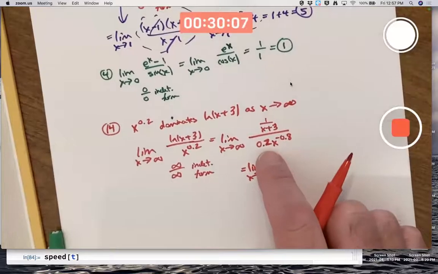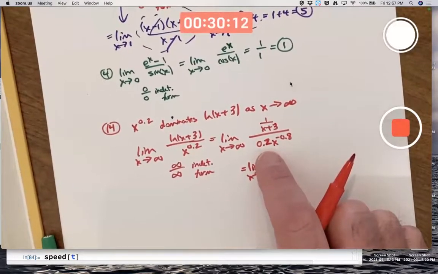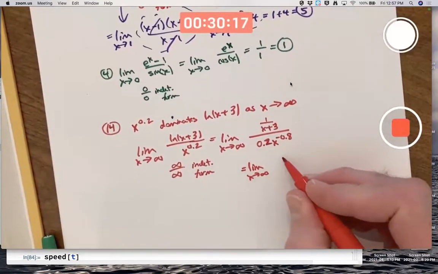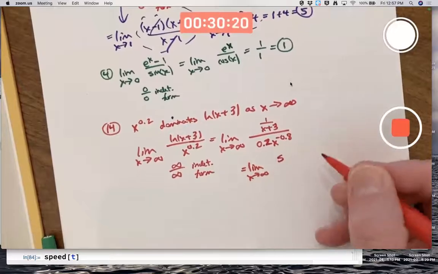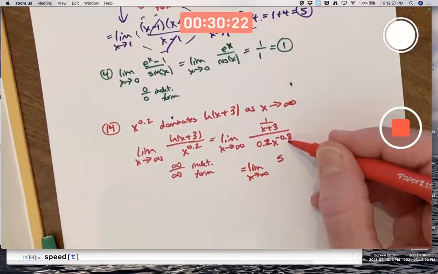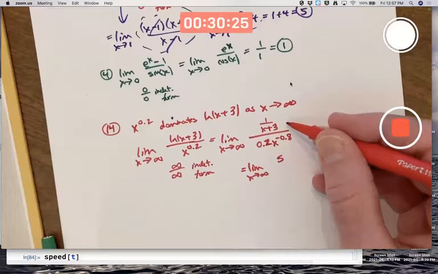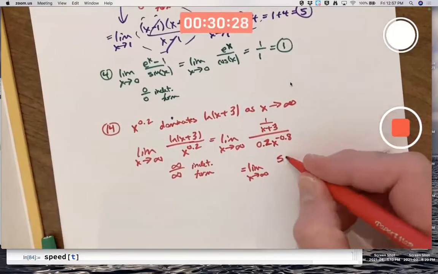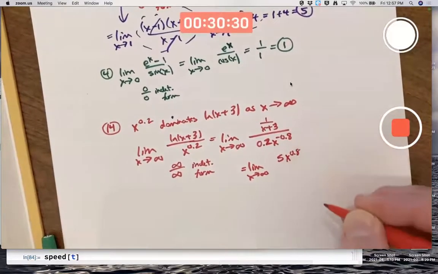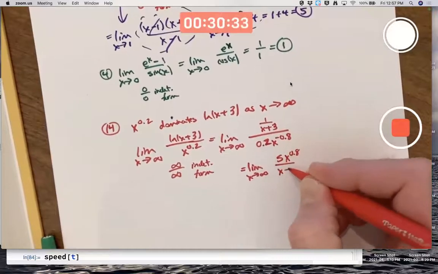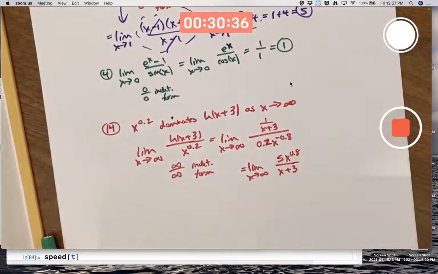One way we can simplify it is to realize that dividing by 0.2 is the same as multiplying by 5, because 0.2 is 1/5. So that's one thing we can do, we can write a 5. Also, having x to the negative 0.8 in the bottom of the fraction is the same as having x to the positive 0.8 in the top of the fraction. I can put an x to the positive 0.8 up top, and that x plus 3 there still stays down here. Okay, so I've simplified the expression a bit.